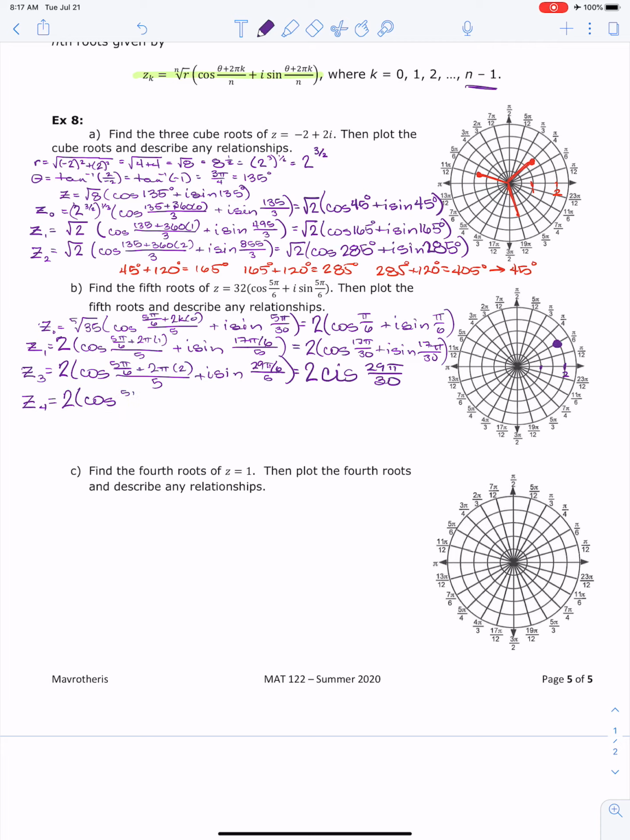Cosine, I've got 5 pi over 6 plus 2 pi times 3. So I have 6 pi that I need to convert to a fraction with 6 in the denominator. So 36 pi over 6 plus 5 pi gives me 41 pi over 6, again divided by 5. And I get 2 cis 41 pi over 30.